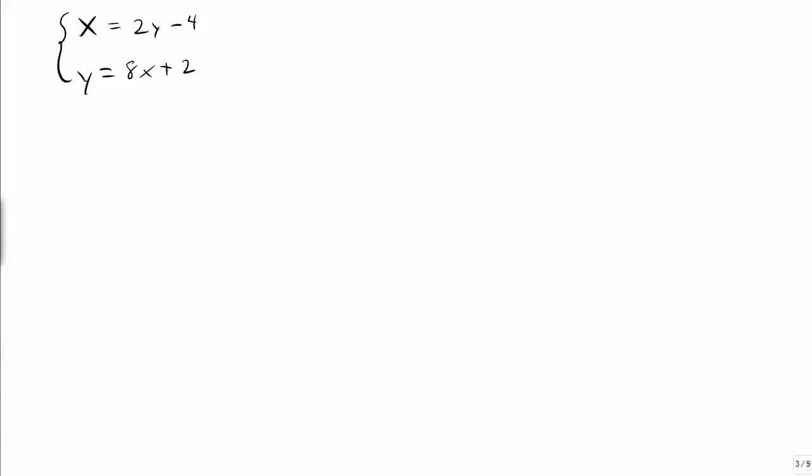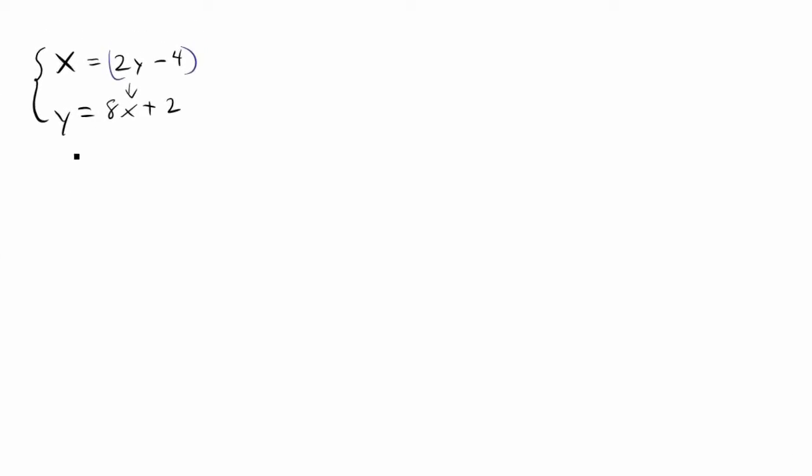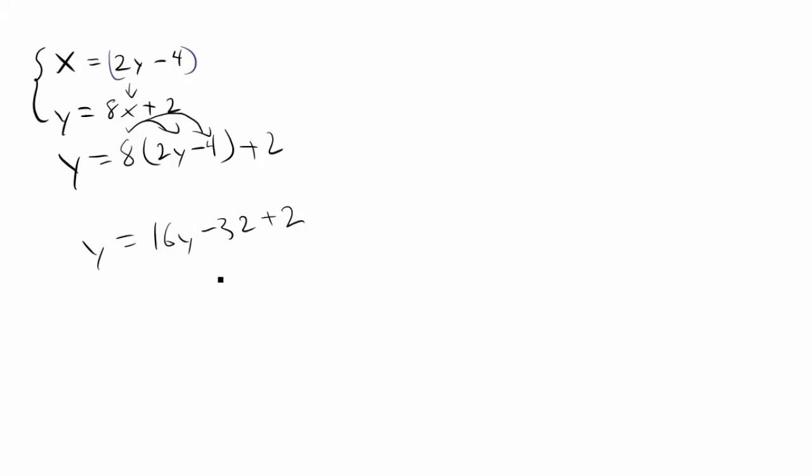Let's do another one. Now the problems don't always look like this, but this is an easier problem, and then I'm going to work my way to harder problems. So again, I have x equals 2y minus 4, and I'm going to take that and put it in for x in the second equation. So I get y equals 8 times (2y minus 4) plus 2. Now I distribute that 8, so 8 times 2y and 8 times negative 4, so y equals 16y minus 32 plus 2.